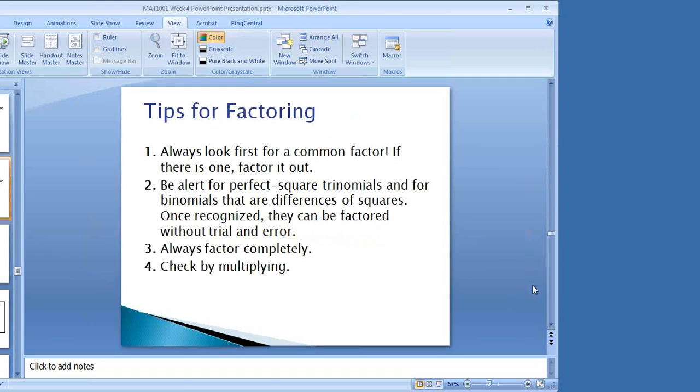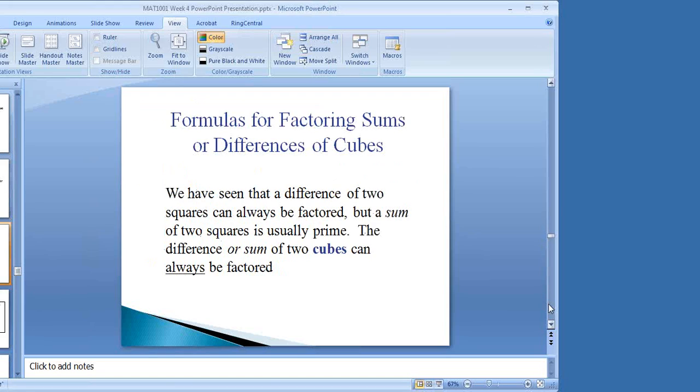This is just a little reminder, always look for the greatest common factor first. If there is one, factor it out. If you like the patterns that you've worked with, use them, but otherwise use reverse FOIL as your next step. If it's got 4 terms, you're going to use your grouping, and always check by multiplying.